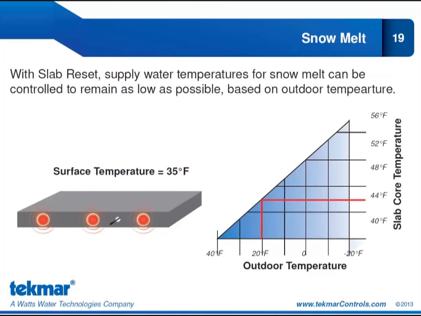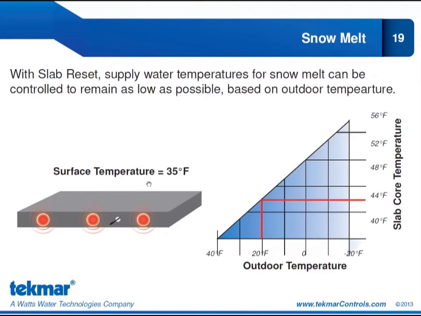The Tekmar snowmelt control 654 has slab reset, which is a similar concept to outdoor temperature reset that we're all familiar with now. So with slab reset, supply water temperatures for snowmelt can be controlled to remain as low as possible. So you can see how the slab core temperature is going to vary according to the outdoor temperature. And we do that to maintain a constant surface temperature.